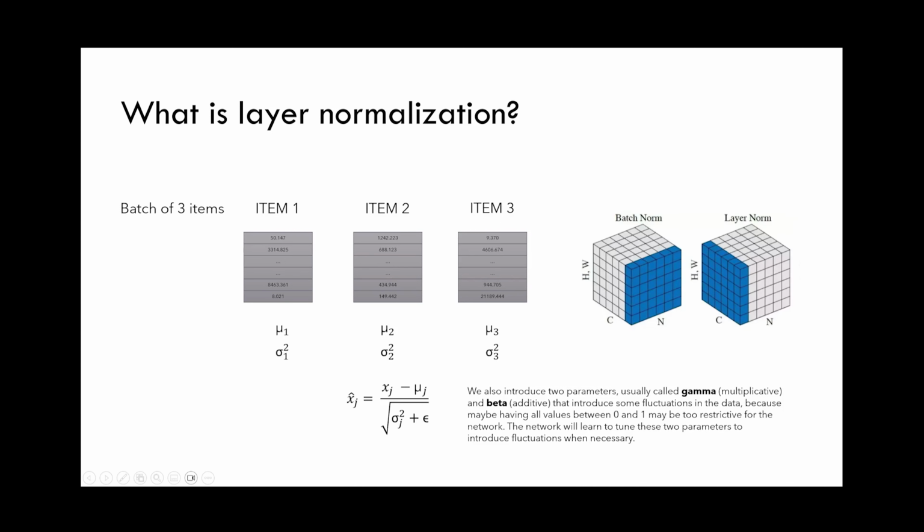I found this very nice visualization from paperswithcode.com, which shows the difference between batch normalization and layer normalization. In batch normalization, we are normalizing one feature across each item in the batch, while in layer normalization, we are treating each data item separately. So we never mix values from multiple data items.